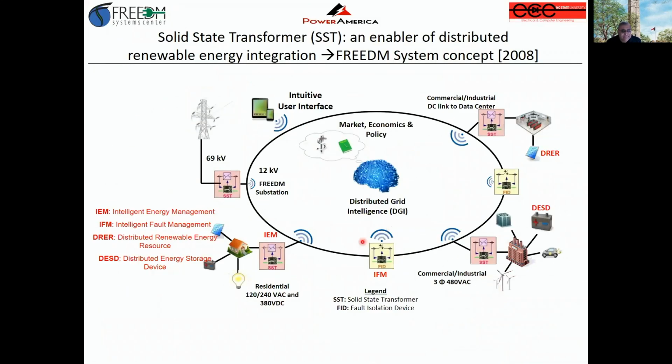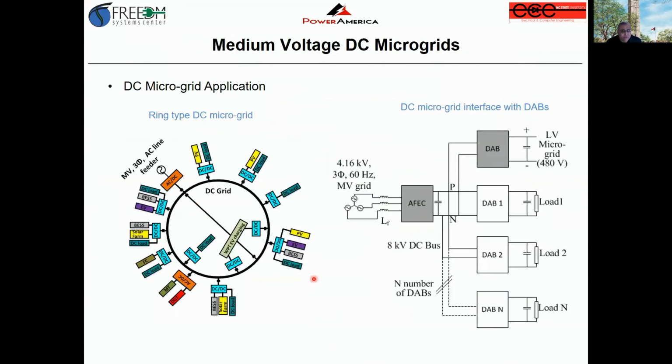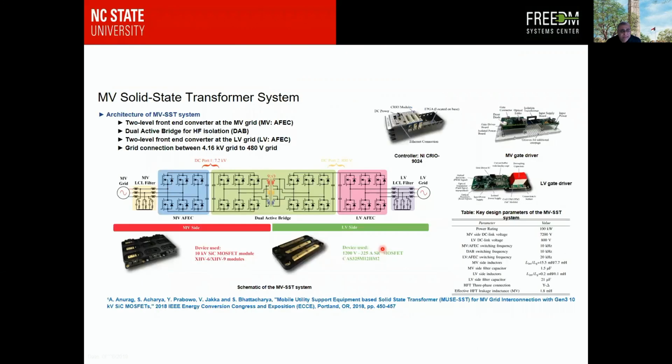So what motivates the SST? From the founding of the Freedom Center, I'm one of the founders, we actually said that the SST was a hub that could integrate renewables and connect with the grid. So that is one of the motivations for the SST at medium voltage. Then, of course, the DC microgrids or the DC grids is a big motivator for the SST, where we interface at medium voltage with the AC and then provide a medium voltage DC as well as a low voltage DC grid.